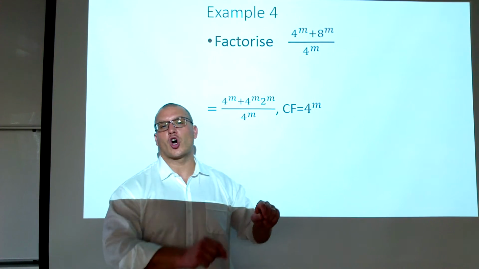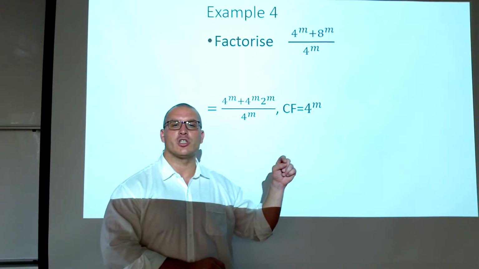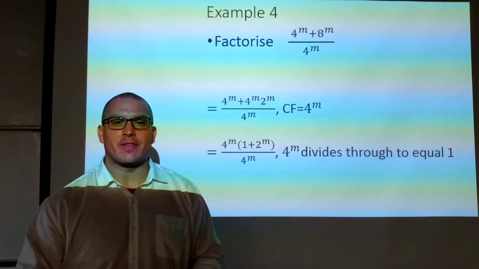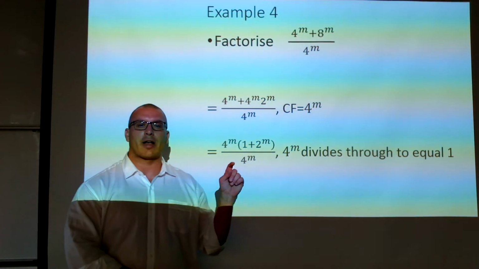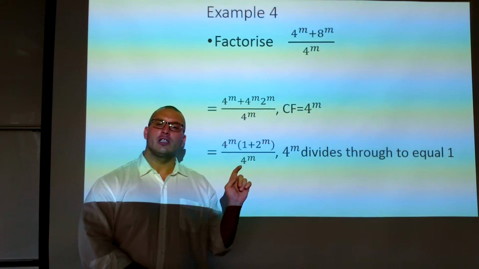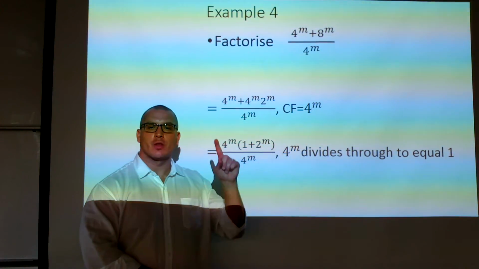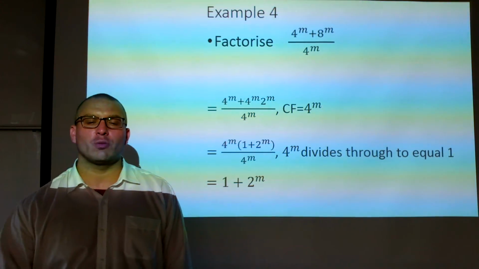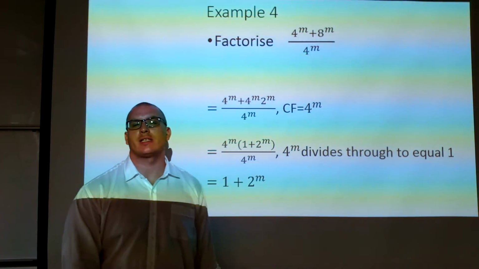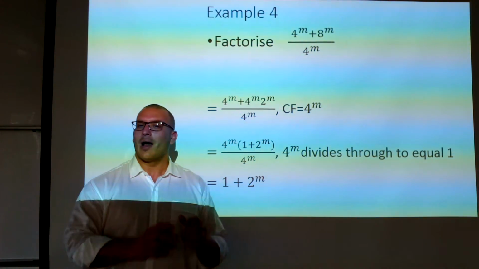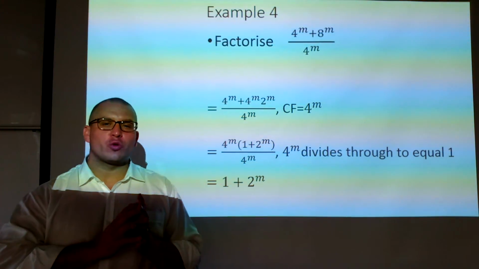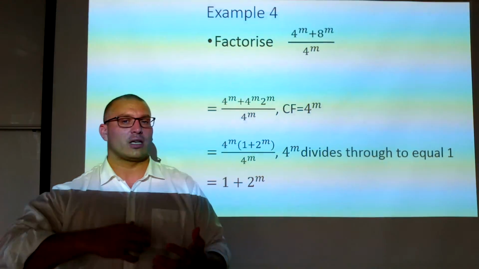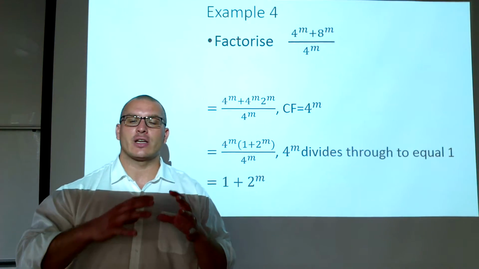Again, we can see the common factor between all the parts of our equation is 4 to the power of m. We take that out. That then gives us 4 to the power of m outside the brackets of 1 plus 2 to the m, divided by 4 to the power of m. These two divide through to equal 1, leaving us simply with 1 plus 2 raised to the power of m. As you probably can see, we're not doing anything different. We're just applying the index laws in one way or another to find a common factor.